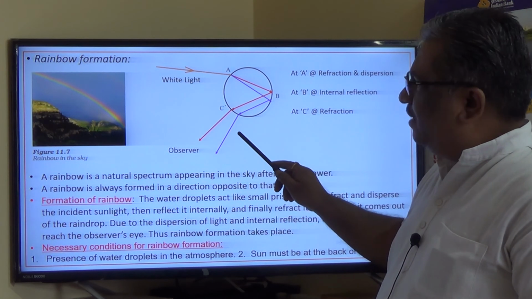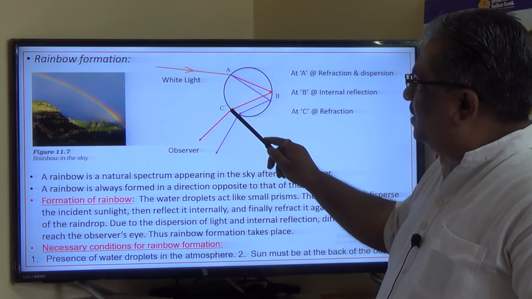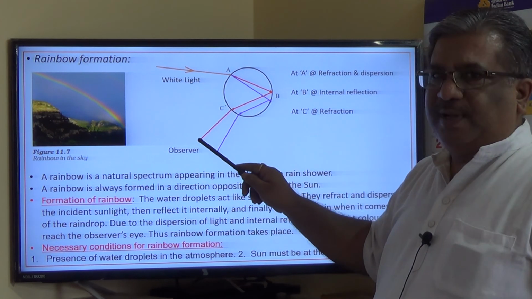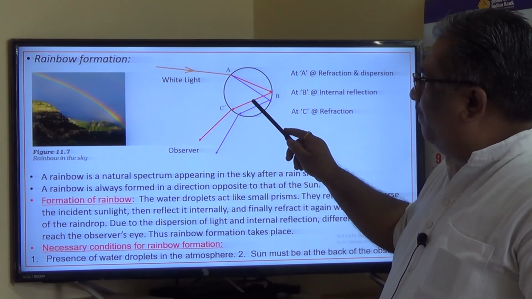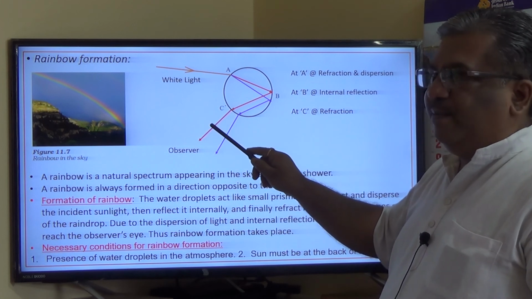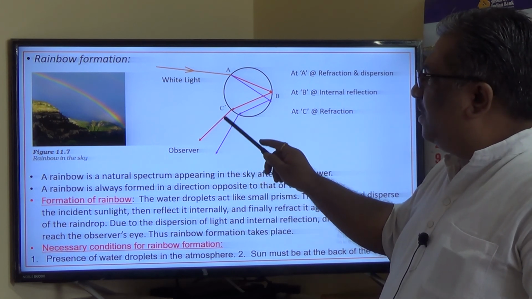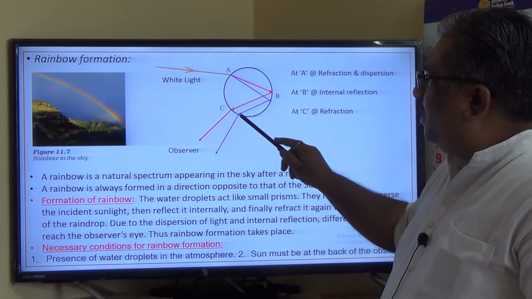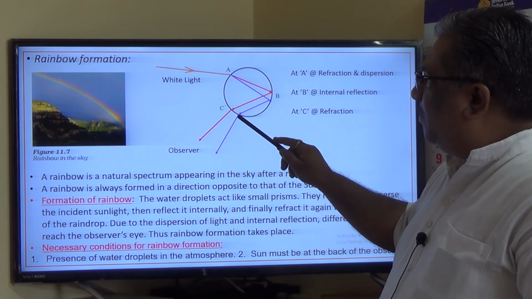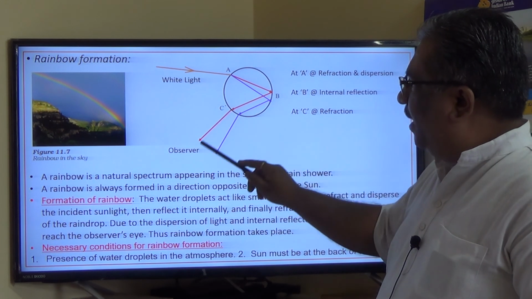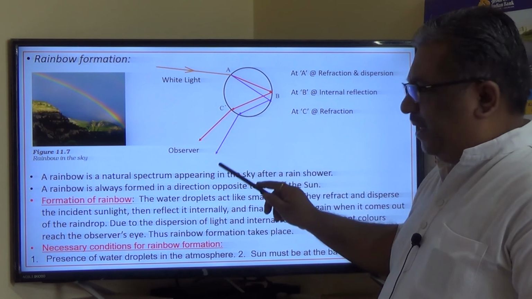Now coming to this face over here, once again the red light and the violet light are basically monochromatic sources of light, and at this surface the bending takes place. That means the ray of light travels from denser to rarer medium. So again the refraction takes place. At point C on the surface, only refraction is taking place. Red light bends, violet light bends.